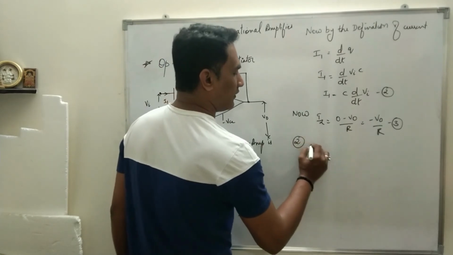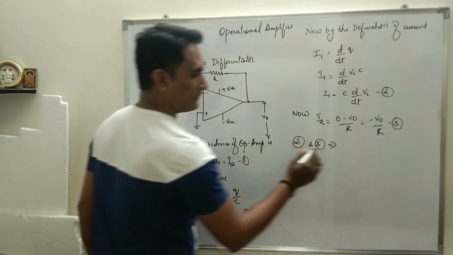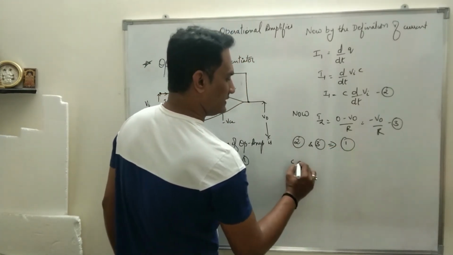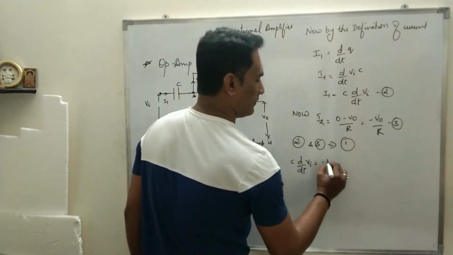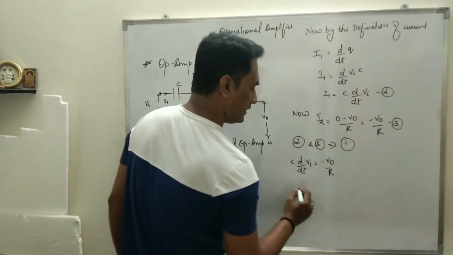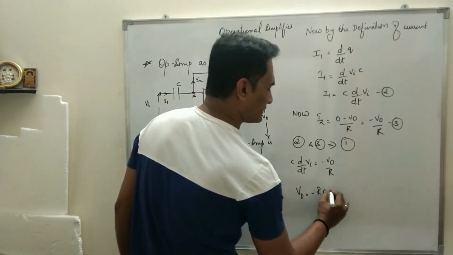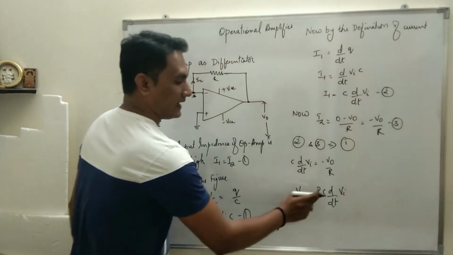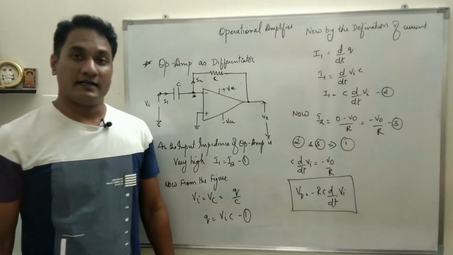Substituting the values of 2 and 3 in equation 1, what you get is C d/dt of Vi is equal to minus V0 upon R. So V0 is equal to minus RC d/dt of Vi. And as I said, of course, this will be the output voltage equation for the op amp as differentiator.